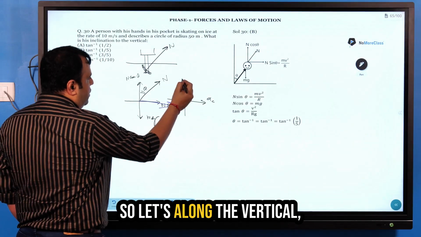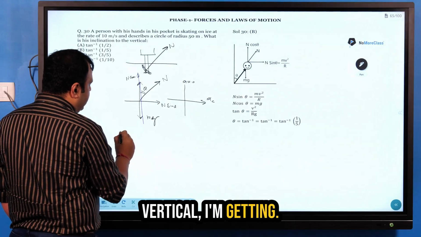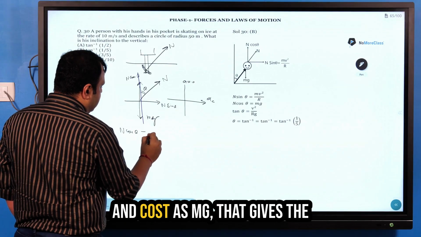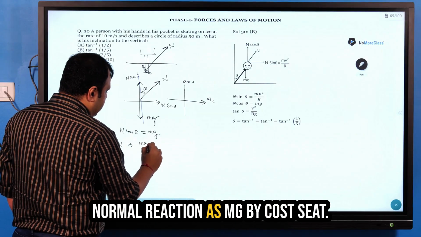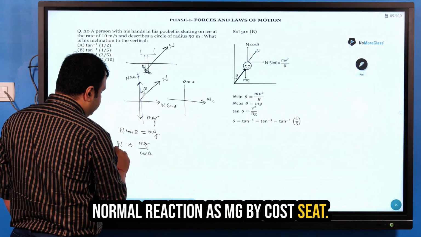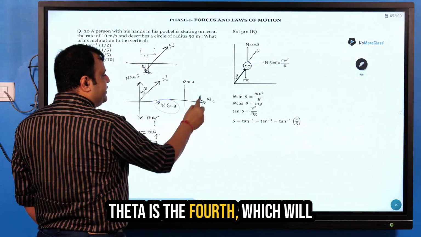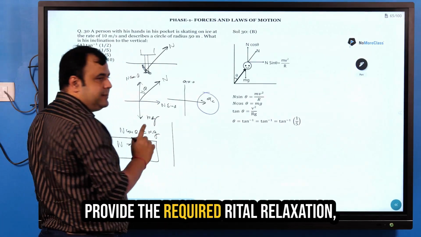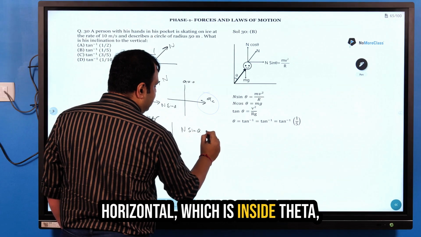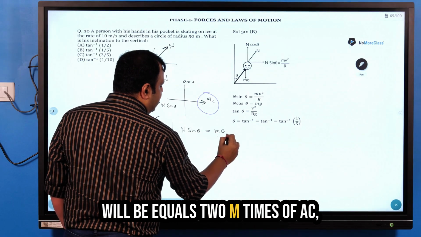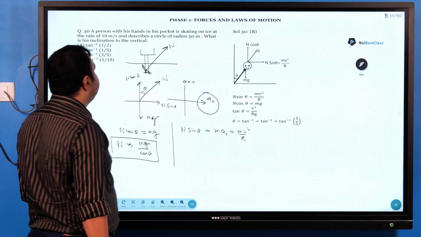Along the vertical, the acceleration is still 0. If I balance along the vertical, I'm getting N cos theta as mg. That gives the normal reaction as mg by cos theta. Now along the horizontal, N sin theta is the force which will provide the required centripetal acceleration, meaning the net force along the horizontal, which is N sin theta, will be equal to m times the centripetal acceleration, which is nothing but v square by r.